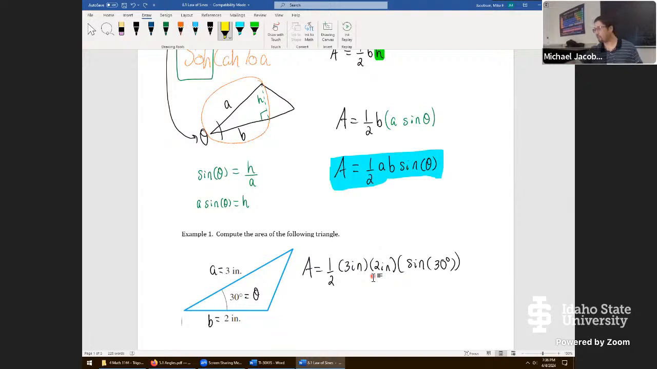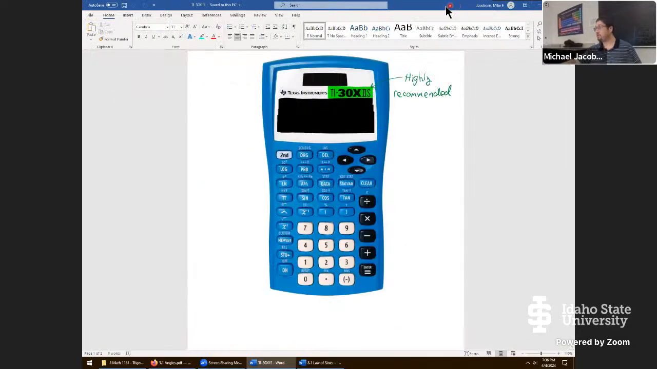Okay, so if we were going to calculate this through a calculator, again, this is a practice problem. We know sine 30 degrees is sine pi/6. That's just a glorified 1/2. But the calculator, this is what you would do.